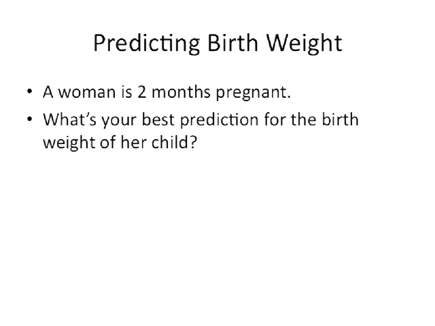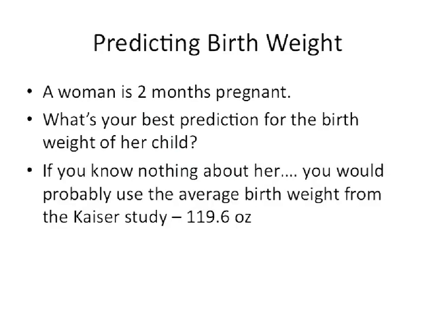You all looked at the birth weight a lot in the first couple of weeks of class, but that's a long time ago at this point. Do we use the other birth weights? You have at your fingertips, not here, but theoretically, hypothetically, all the data from the Kaiser study. You'd say the average of the birth weights from the Kaiser study. That's a pretty good thing to do. So if you know nothing about her, you would probably use the average birth weight from the Kaiser study, 119.6.